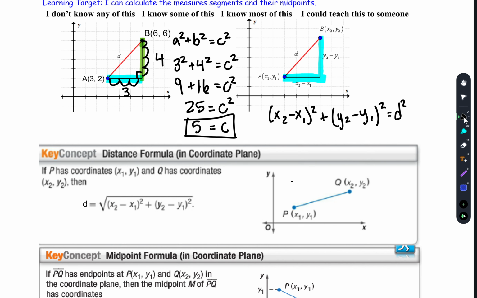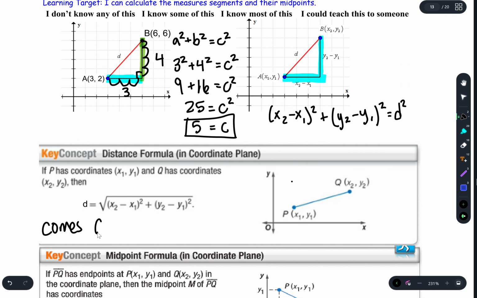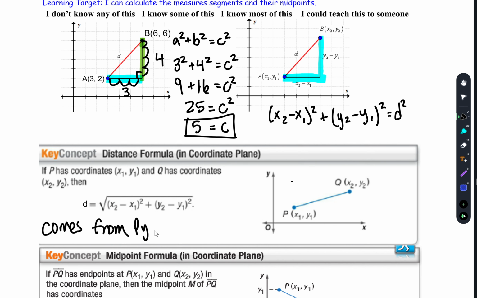The only thing that is different between here and here is that instead of having d squared on the end, I square rooted both sides. I got d by itself. d equals the square root of essentially all this Pythagorean theorem stuff. So that's where that's coming from, and I recommend that that is what we are remembering. What is all of this stuff? This comes from Pythagorean theorem. Any questions on that?